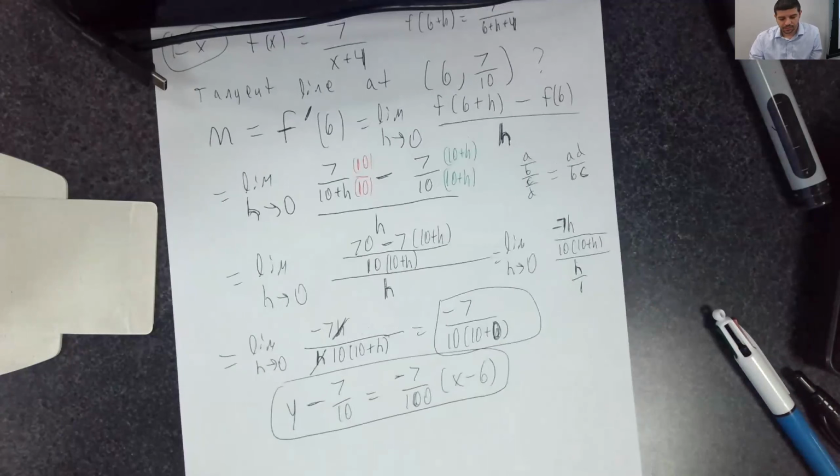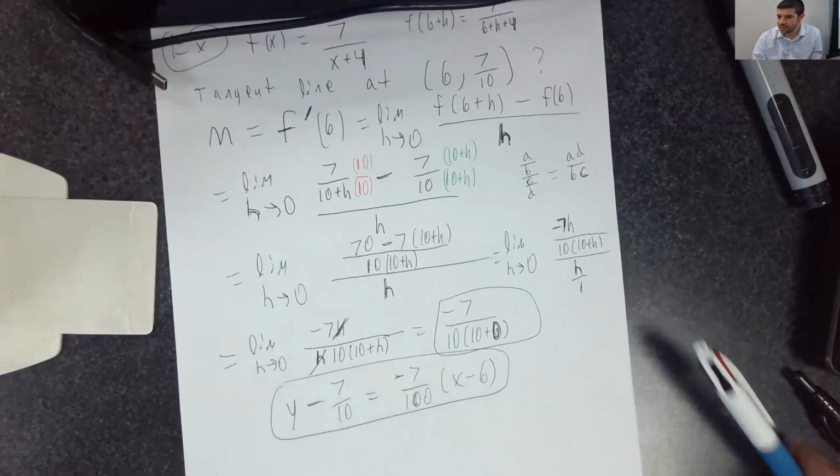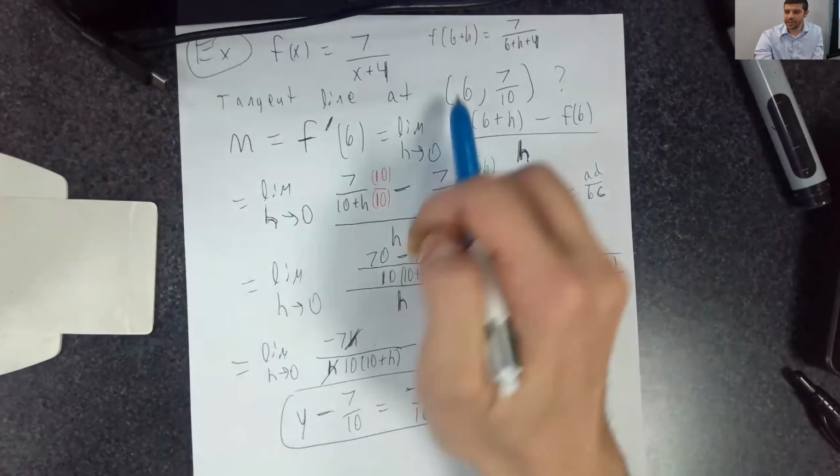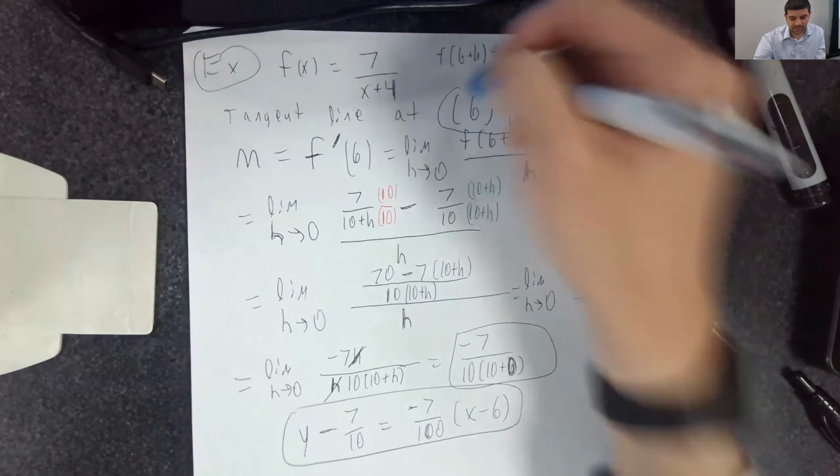That's all. Okay, question on this. Any questions on this? Yeah, John. The negative 7 over 10, where does it come from? Negative 7 over 10. Oh, so the tangent line is at this point.